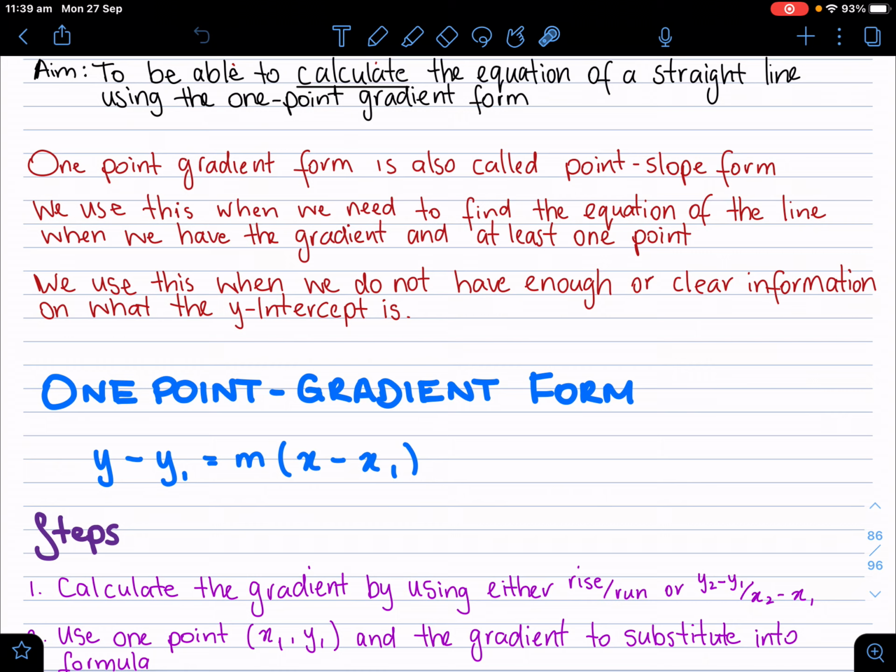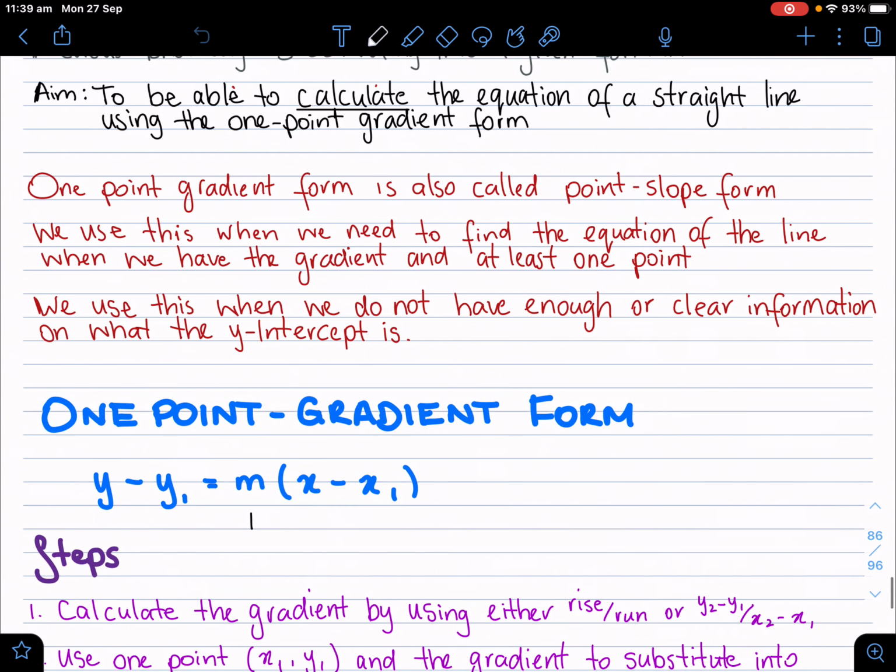So the one-point gradient form is a very useful formula, and it is y minus y1 equals m times (x minus x1). Now, if you've done any of the videos on midpoint, gradient, or distance, then the y1 and the x1 will make sense. And the m will make sense as well. Now, the m is the gradient, or we can also call this the slope.